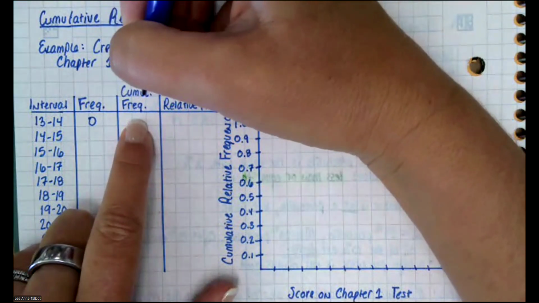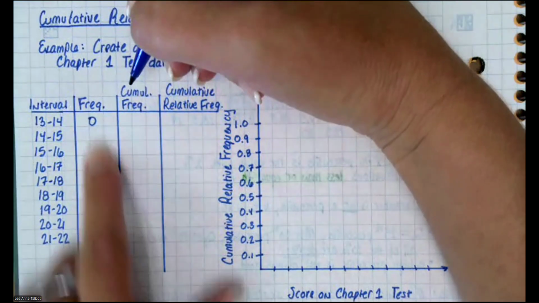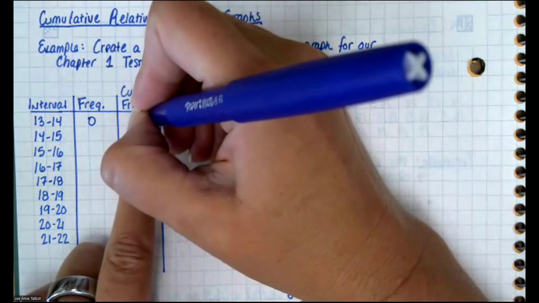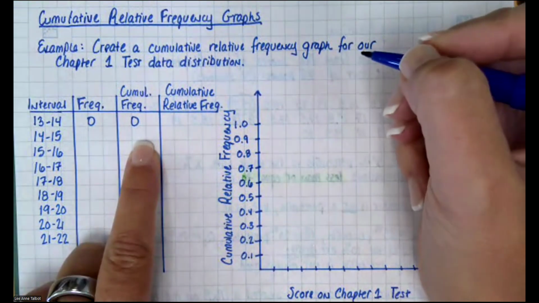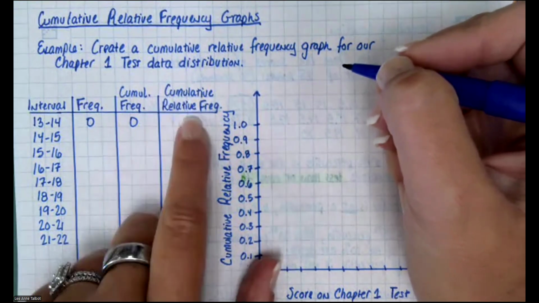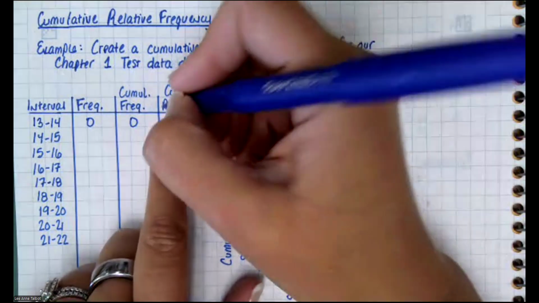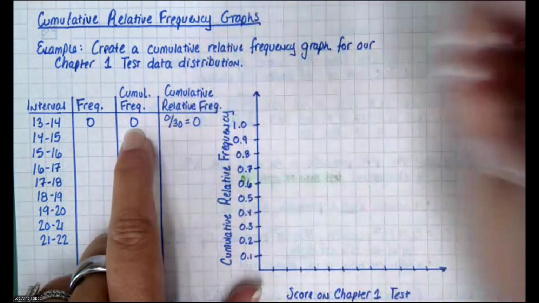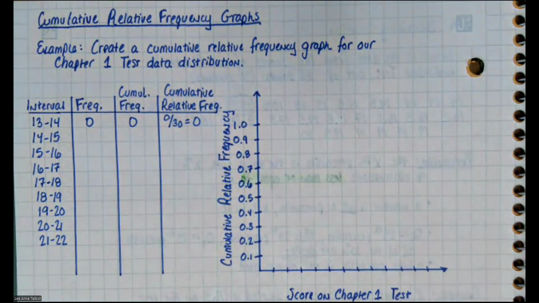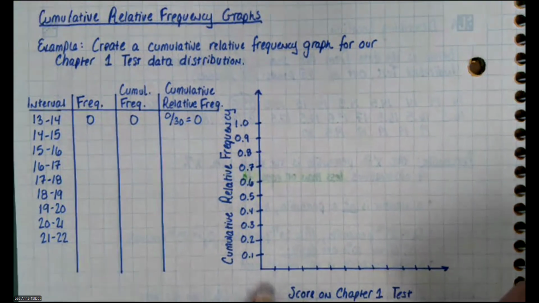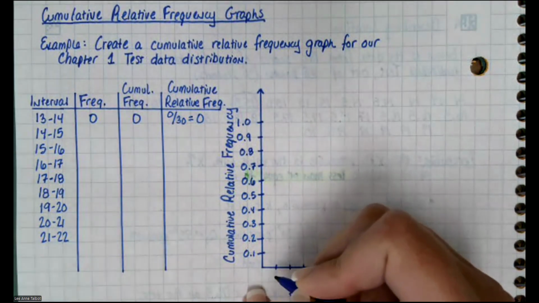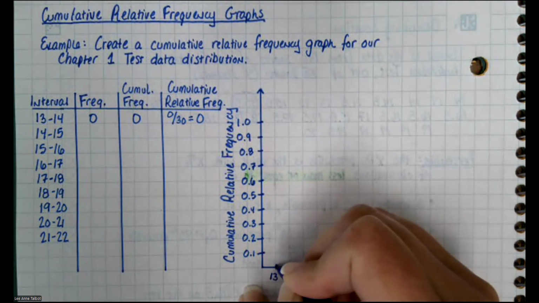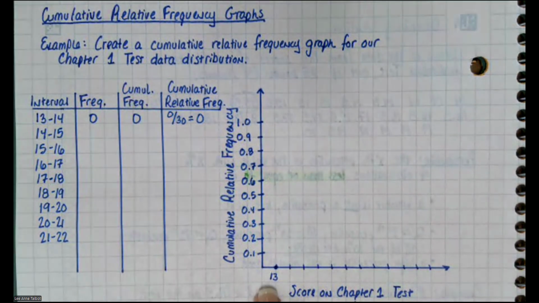This is short for cumulative frequency, which means I'm going to add them together as I go, but the first one is just 0. Cumulative relative frequency means that I'm going to take the cumulative frequency and divide it by the total, but that's still 0 in this particular part. Okay, and this isn't going to make any sense until I get a couple of spots in, but I do want to graph the point. I want to graph the point 13, 0 here.